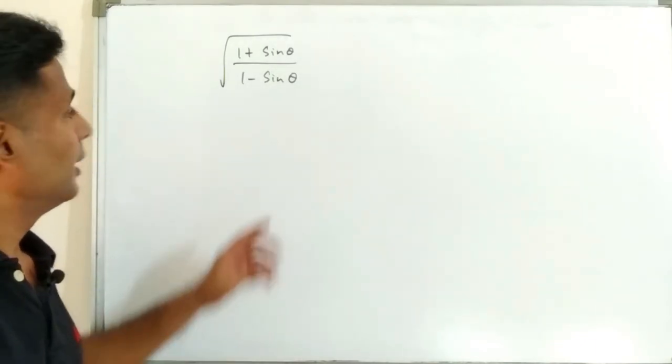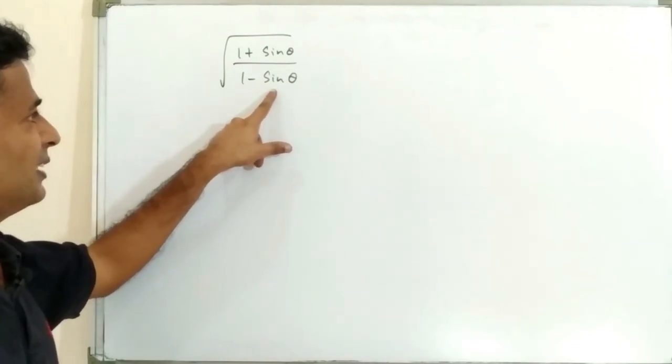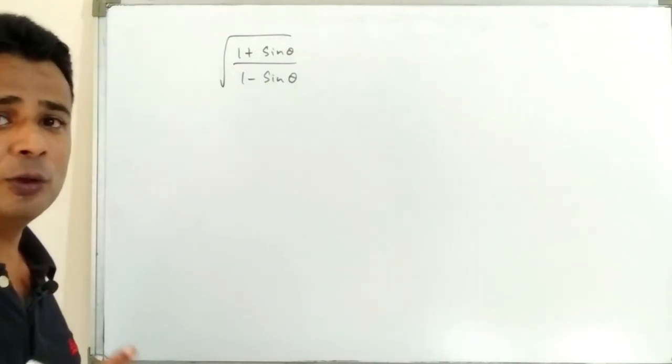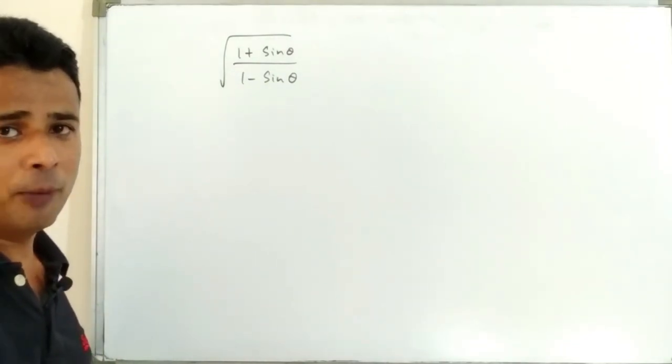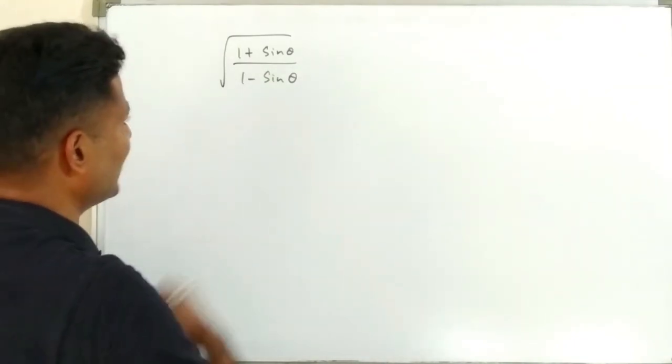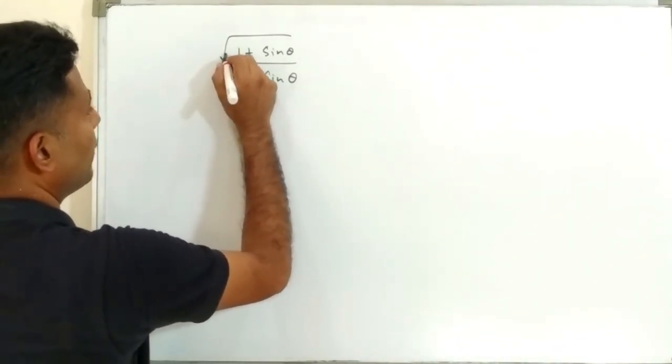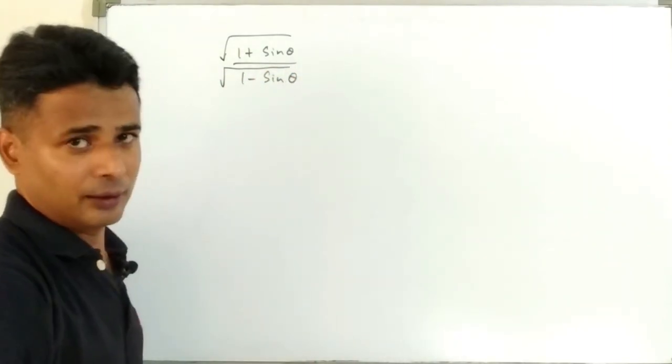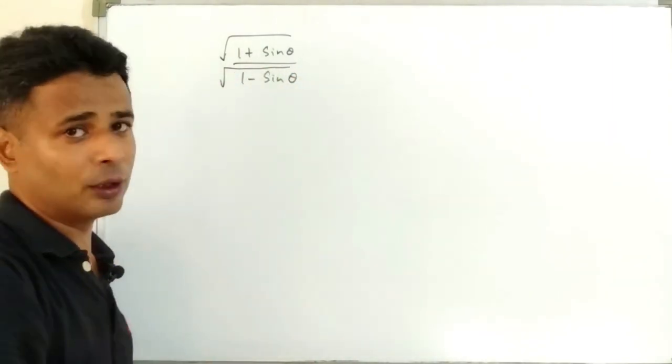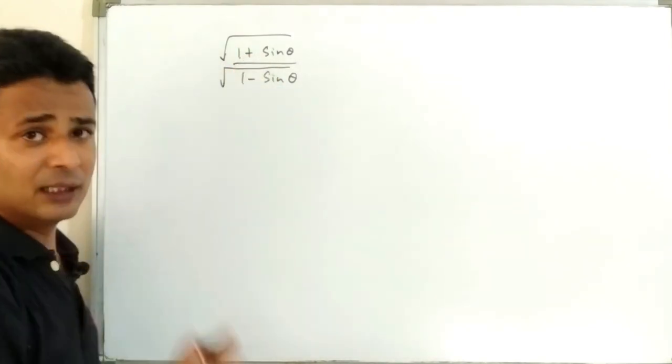So if you remember, whenever you have a problem like this and the denominator is in the form a minus b, you have to use the a square minus b square formula. So what I'll do is I'll split the root first. It will become root of this by root of this. For division we can split the root. We cannot split for addition and subtraction.